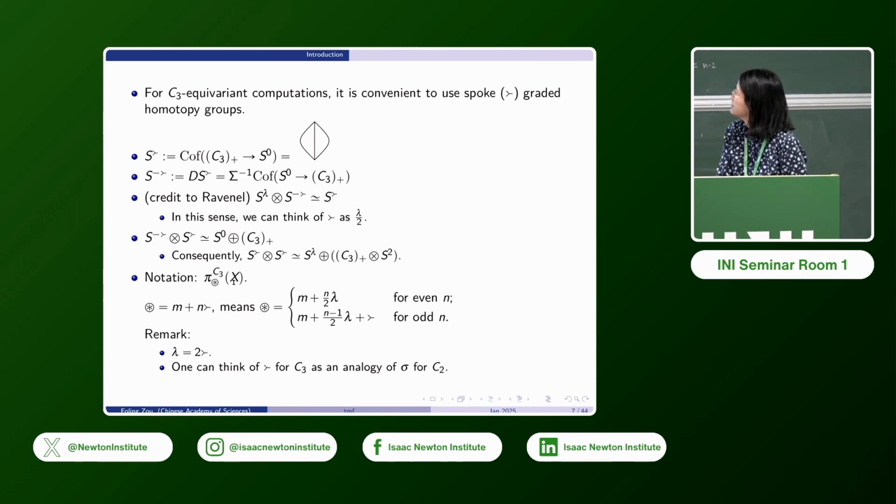Okay, so now I'm also introducing this spoke into the grading. I'm calling it pi fancy star. And the fancy star, I'm going to write as m plus n spoke, where we understand two spoke as lambda. So precisely this way. And this spoke is the C3 analog of sigma, because if you work with C2, then S spoke is just sigma.